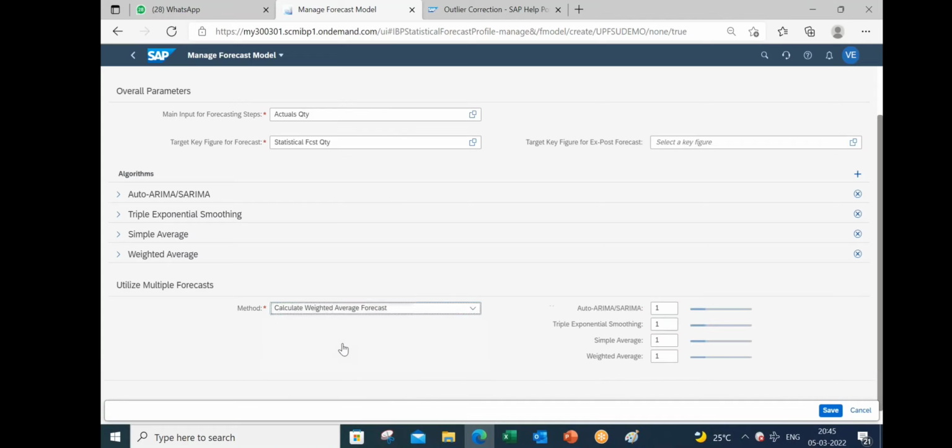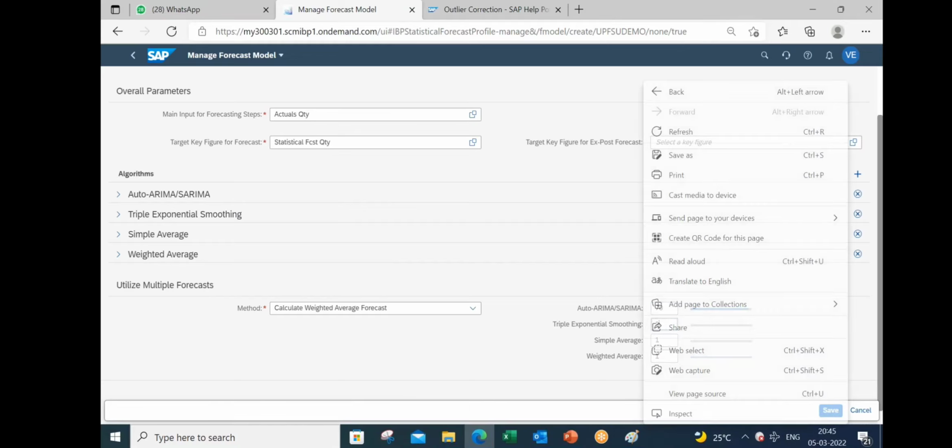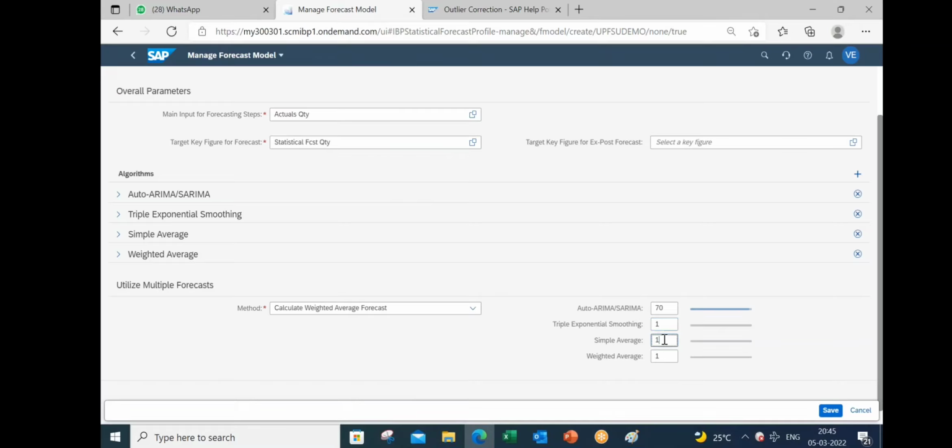Alternatively, I can tell it to calculate a weighted average. Means I can tell the system to use whatever auto ARIMA generated. You take 70% of auto ARIMA. You take 10% of triple exponential. You take 10% of simple average. Like that, I can tell the system. I can weigh also. Otherwise I can tell it to choose the best forecasting model.